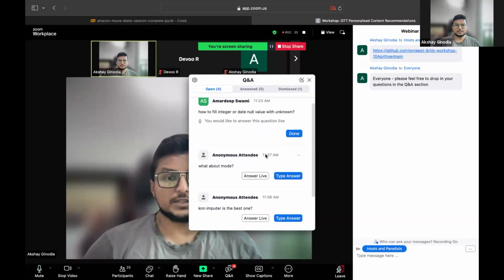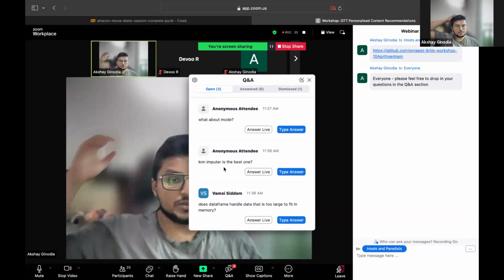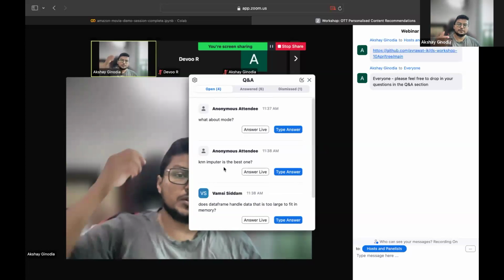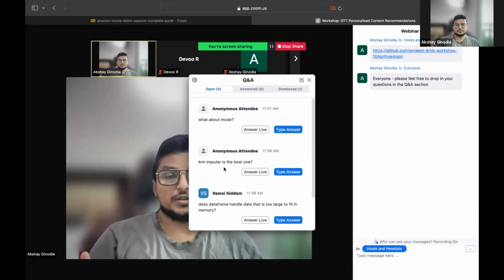Which is why it's not a straightforward thing to answer. The other question is, what about mode? Yes, mode is a good option also, but it depends. You would mainly do it for categorical data instead of doing it for any numeric data. So mode is good for categorical data when you have high, medium, low, and movies and categories like that. Country.